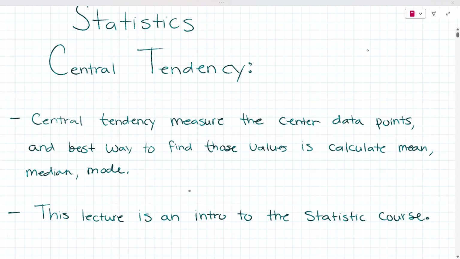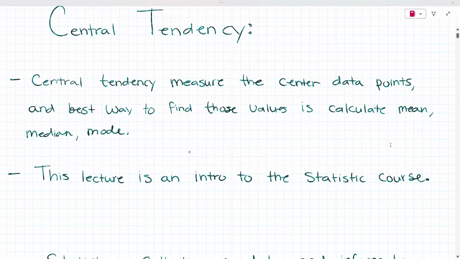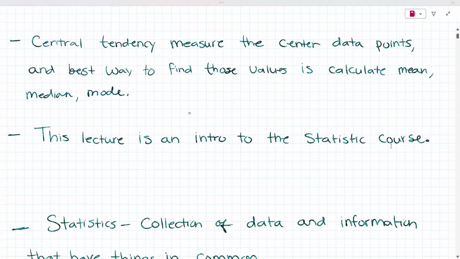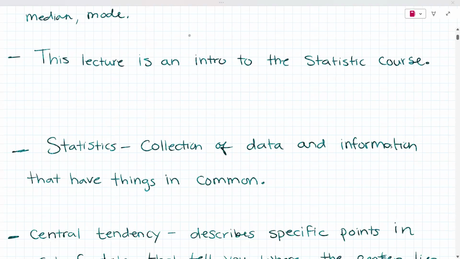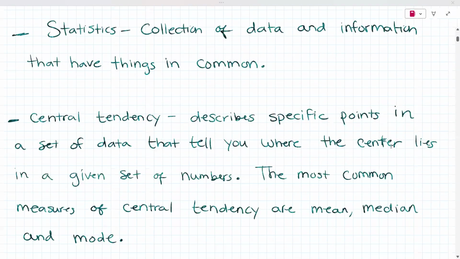Central tendency measures the center of data points, and the best way to find the values is to calculate the mean, median, and mode. This lecture is an introduction to statistics course, so it's essential in statistics. Statistics is the collection of data and information that has things in common. Central tendency describes a specific point in a set of data that tells you where the center lies in a given set of numbers. The most common measures of central tendency are mean, median, and mode.